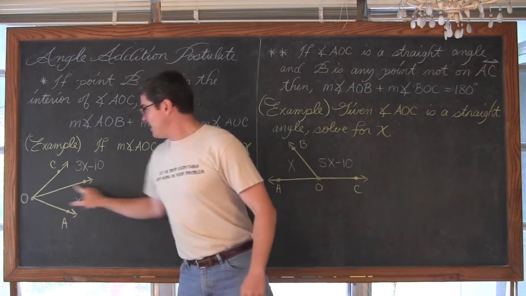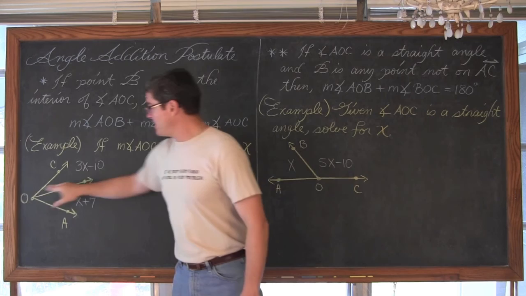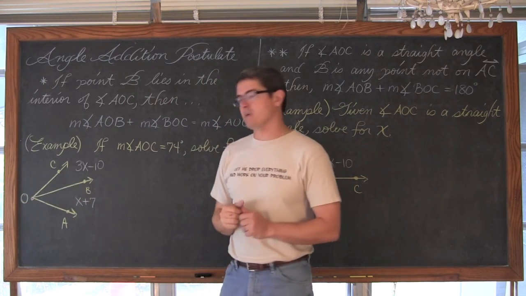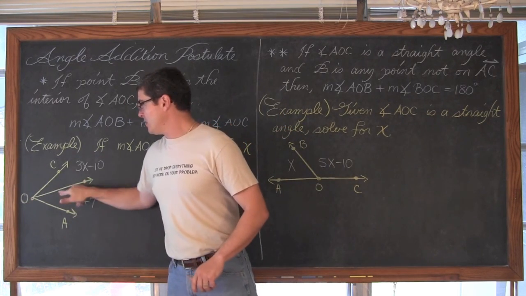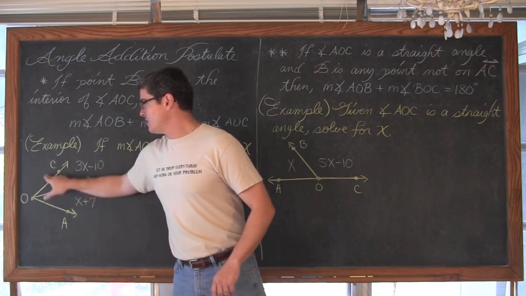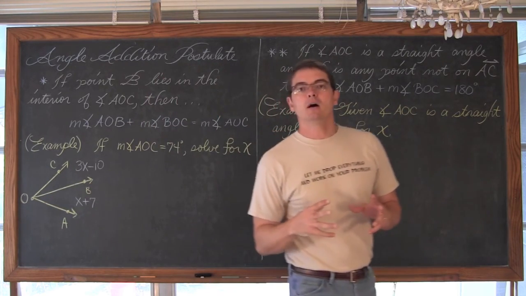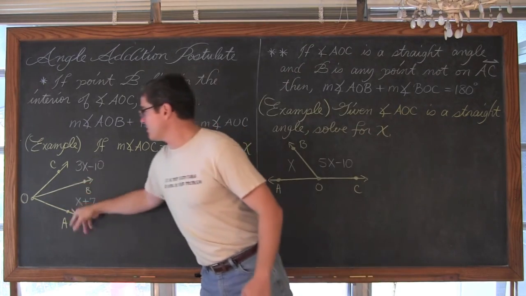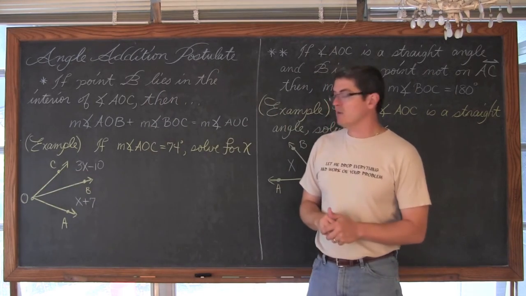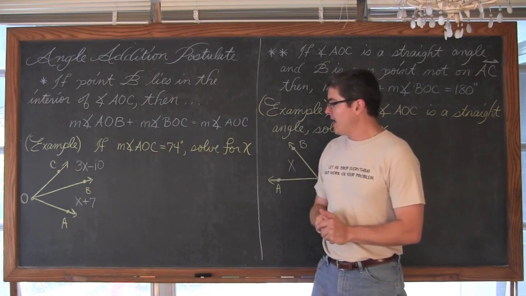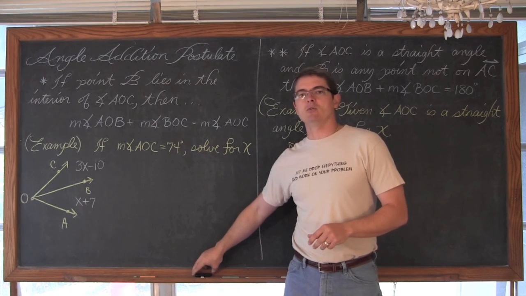So AOB, this bottom section, plus BOC, the measure of angle BOC, this top angle, when you add these two together, you should get the measure of the entire outside angle of AOC.